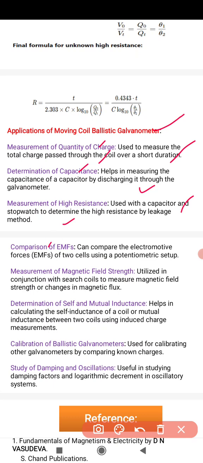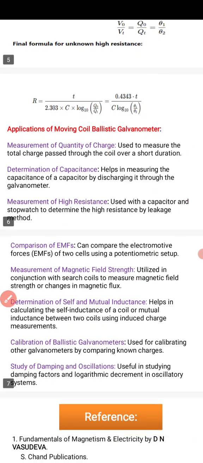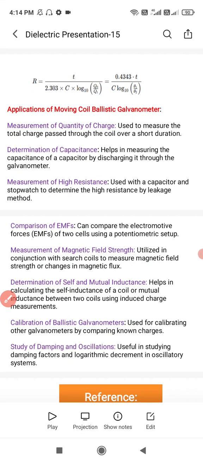Comparison of EMFs: it can compare the electromotive forces of two cells using a potentiometric setup. Measurement of magnetic field strength: utilized in conjunction with search coils to measure magnetic field strength or changes in magnetic flux. Determination of self and mutual inductance.